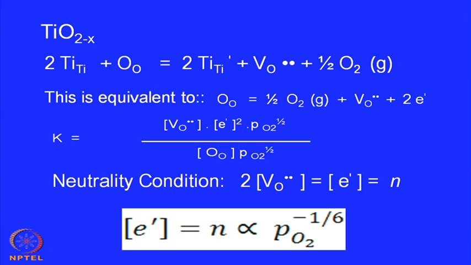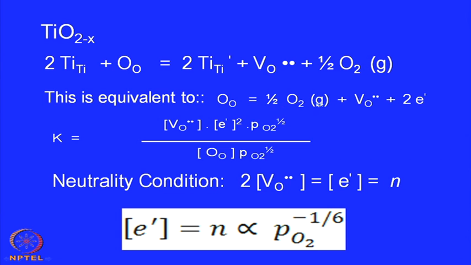Another example, TiO2 minus X. The only difference here you will find is that there is an oxygen vacancy, whereas earlier it was iron vacancy. If you go through a similar process, this equation can be written as 2 Ti, and then ultimately half of O2 gas goes out of the system, and so you create oxygen vacancy there.